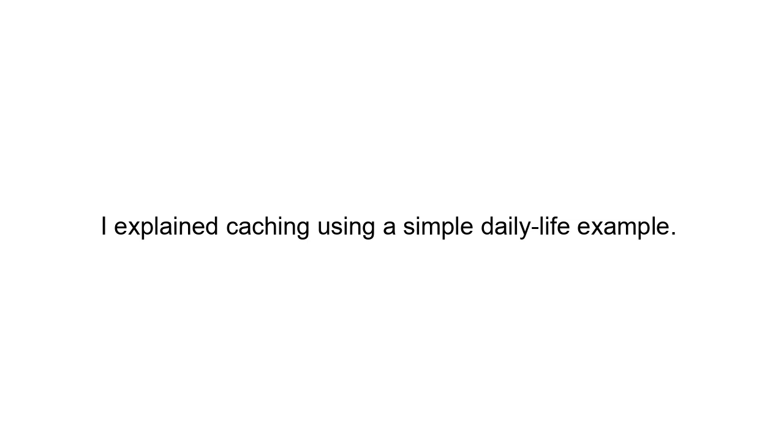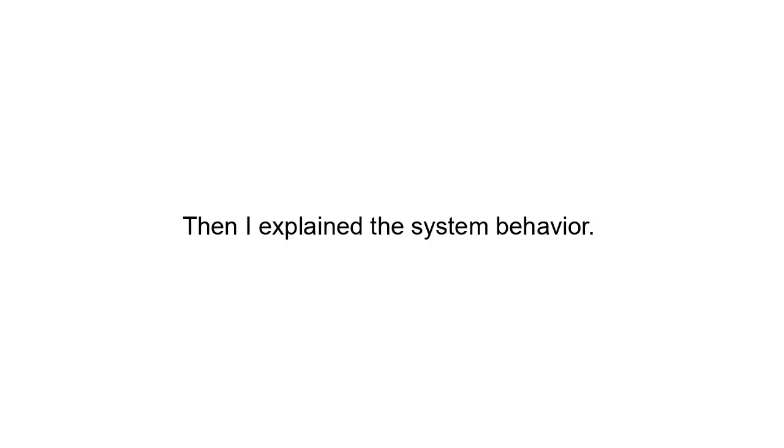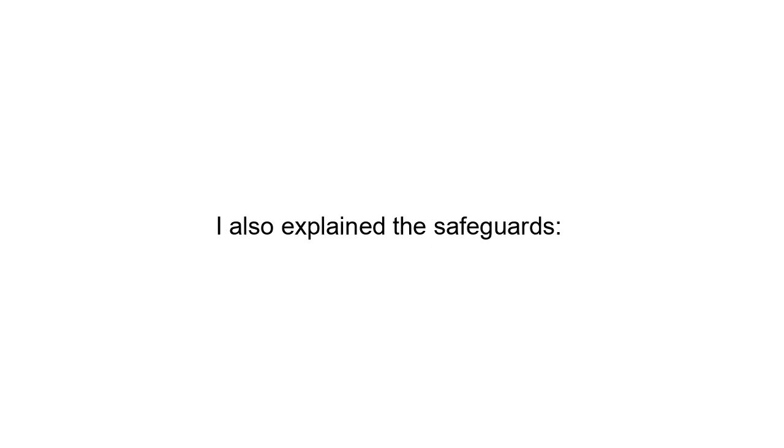Action: I explained caching using a simple daily life example. I said, caching is like keeping commonly used information on your desk, instead of going to the filing cabinet every time. It makes access faster, but we need rules for when to refresh the information. Then I explained the system behavior. The reference data did not change often, so it was safe to cache it for a short period. I also explained the safeguards.